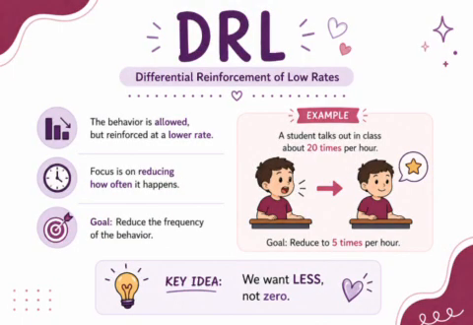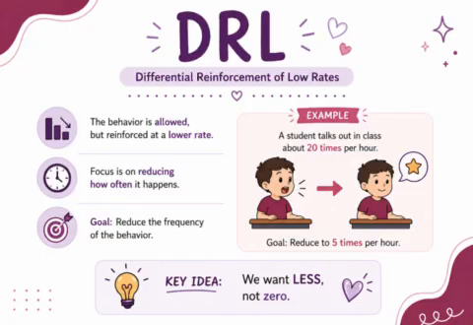Now, switching gears to DRL, this procedure is going to be used when the behavior is okay, but it's just happening too much. So you want it lower. So DRL, which is differential reinforcement of low rates, the behavior is allowed, it's appropriate. However, you just want it at a lower rate. So the focus is, again, reducing how often it happens. The goal is to reduce the frequency of the behavior.